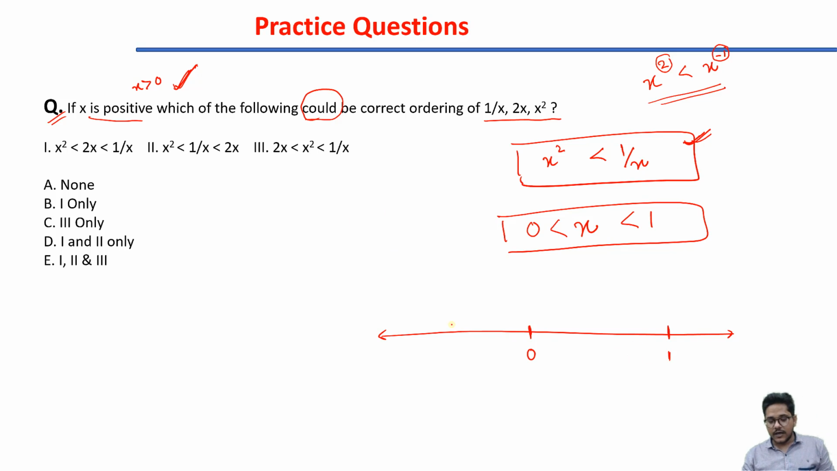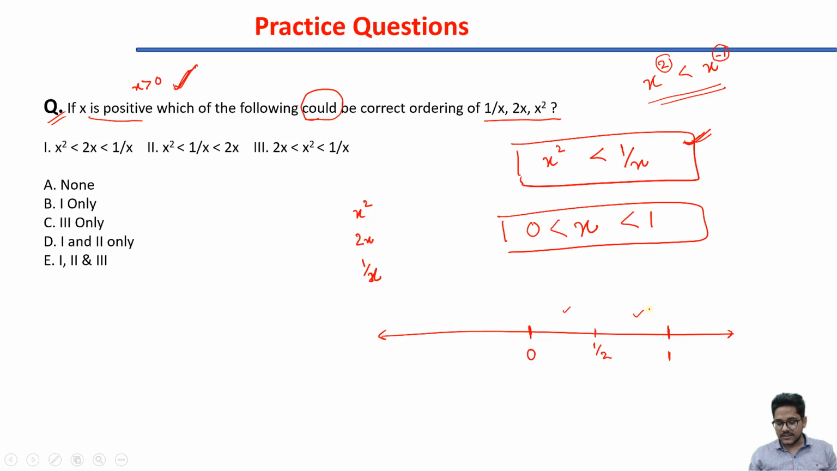Now what are the three terms that we have? The three terms are x square, 2x and 1 by x. Now if you look at 2x, if I take x equals 1 by 2, we will get an integral value. So we again get a critical point that we can test on, that is 1 by 2. So we got two regions, 0 to 1 by 2, and 1 by 2 to 1.